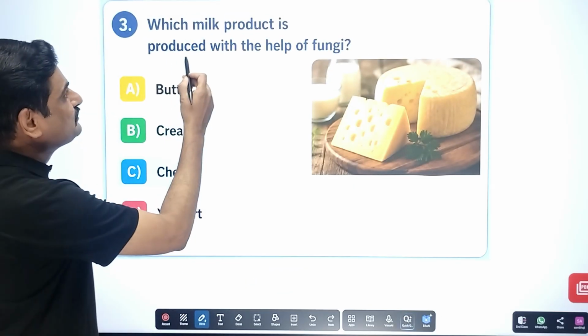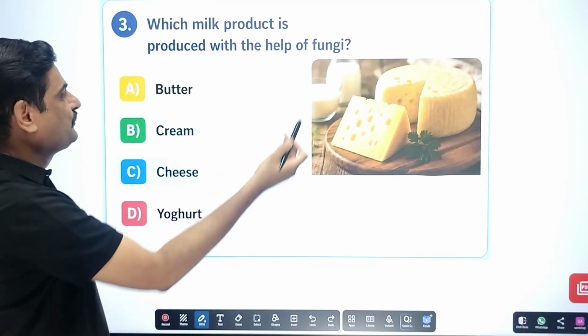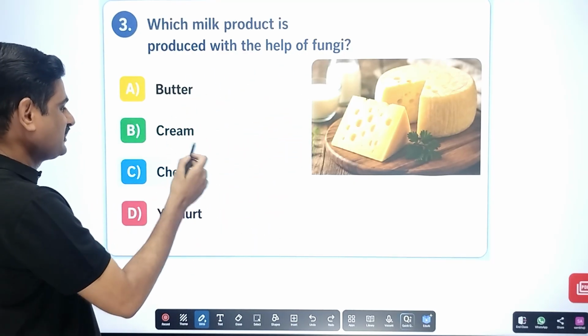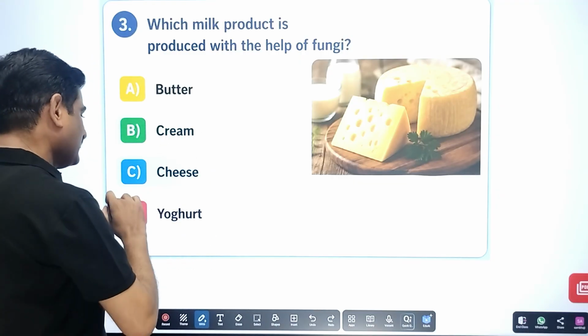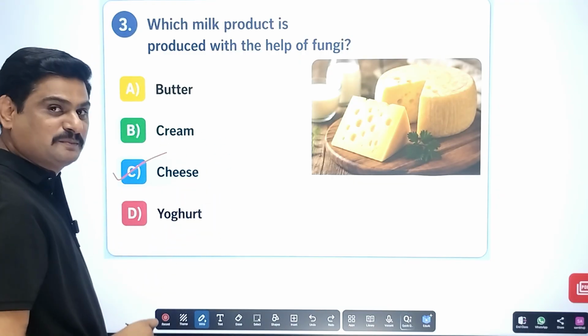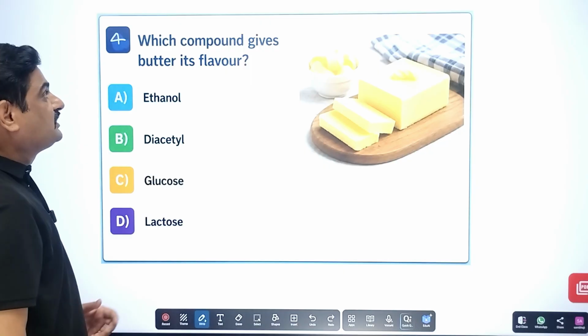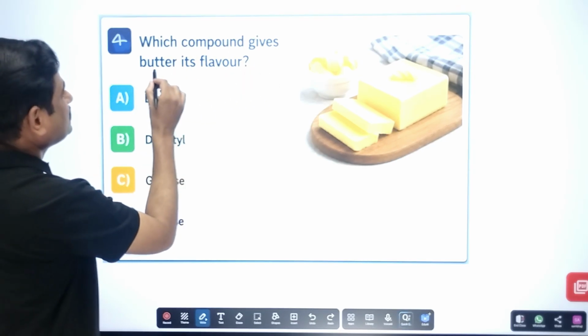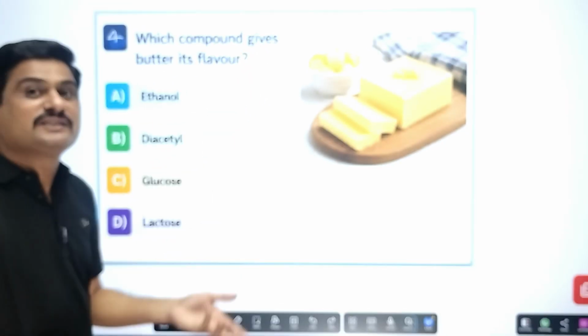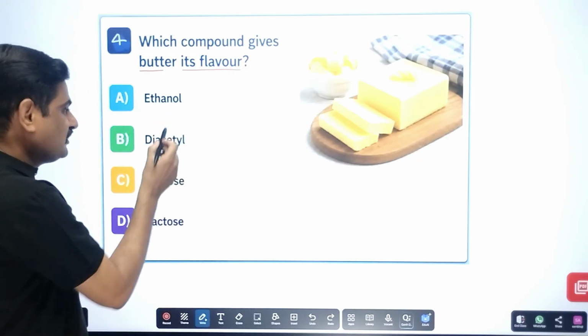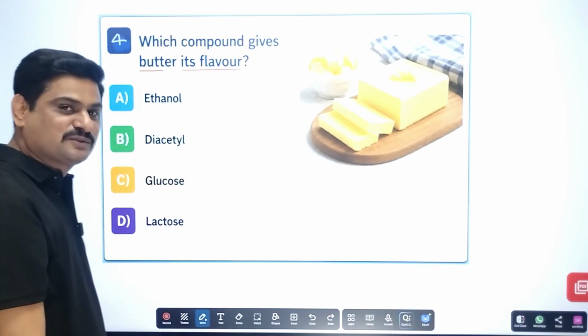Next question is, which milk product is produced with the help of fungus? Among butter, cream, cheese, yogurt, what is made using fungus? Right, it is cheese that is made using fungus. Question: which compound gives butter its flavor? Means butter's flavor is because of which chemical? Whether it is ethanol, diacetyl, glucose or lactose.